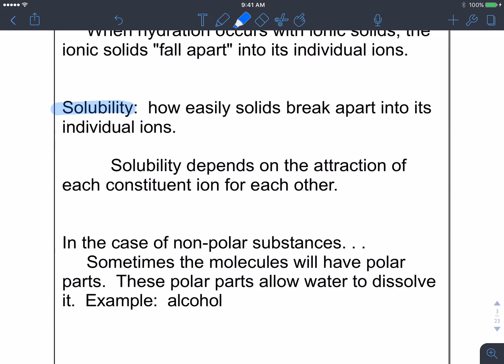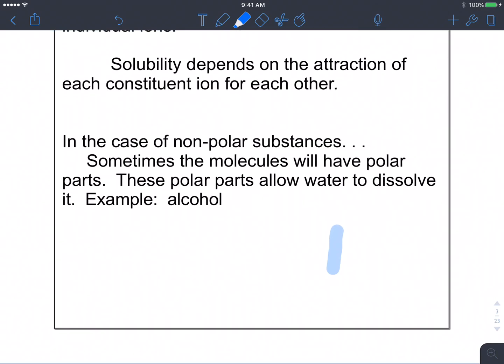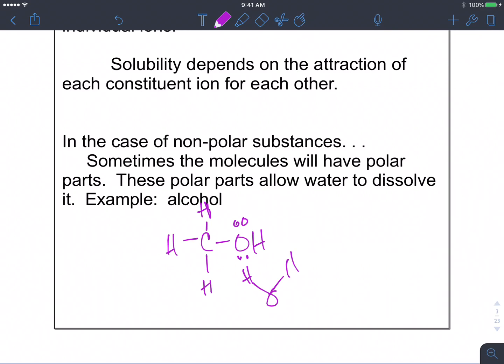Now, there are also cases where we have nonpolar substances, and sometimes the molecules will have polar parts to them so that they can still be dissolved. So for instance, if I draw methanol here, methanol is really a nonpolar compound, but because it has this oxygen sitting here, it will still get torn apart by the water because the water can swoop in and connect onto those oxygens and get it to fall apart. However, this is not an ionic compound. So what happens instead is that you get the individual molecules being pulled away from each other.